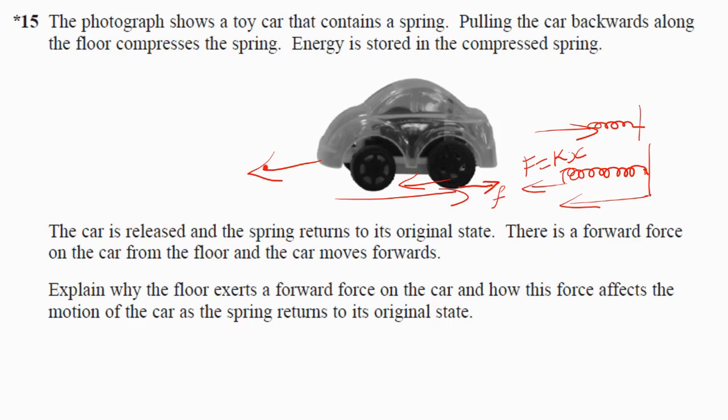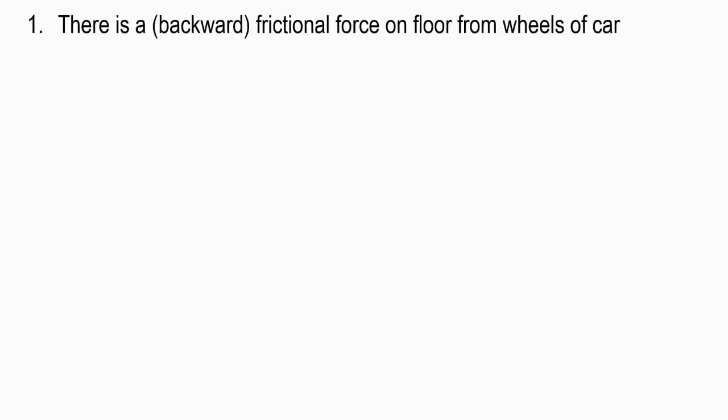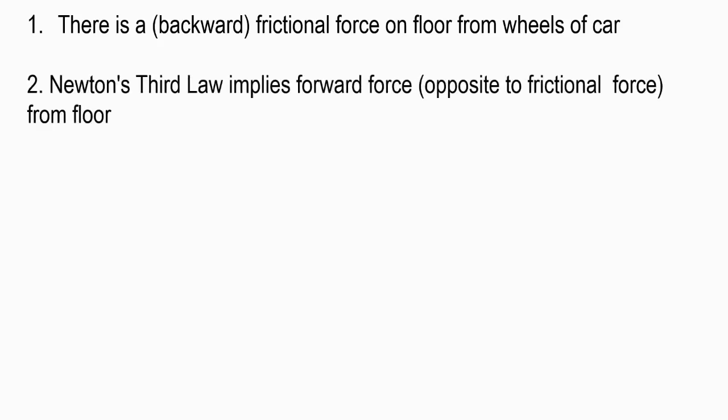As the spring restores its equilibrium position, the acceleration of the body becomes zero and there is no forward motion. So we can conclude this whole phenomenon in the following points. There is a backward frictional force on the floor from the wheels of the car due to the compressive force of the spring. Then, according to Newton's third law, this implies a forward force.